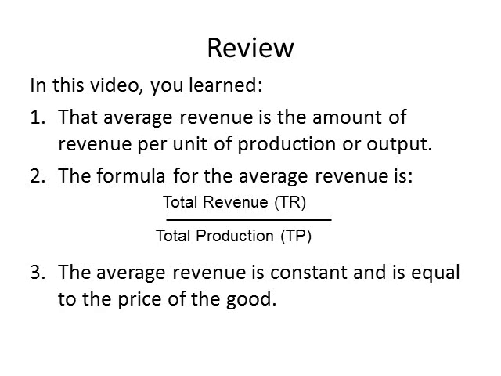In this video, you learned that the average revenue is the amount of revenue per unit of production or output. The formula for calculating the average revenue is total revenue divided by total production. The average revenue is constant and is equal to the price of the good.